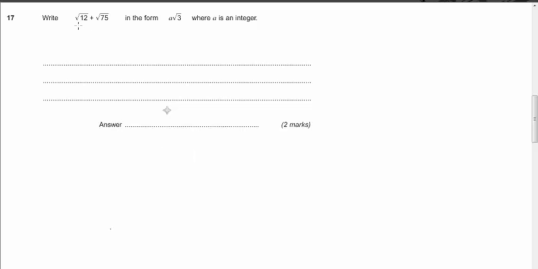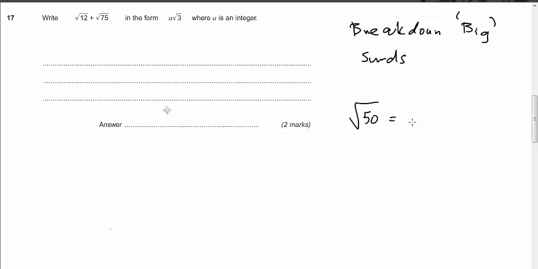And I thought it would be good to use this question because it's going to tell you the one golden rule for surds: you've got to break down big surds. What I mean by this is, say you have root 50, you could break that down to root 25 root 2, and then because root 25 is just 5, you can make it into 5 root 2. You should always do this.